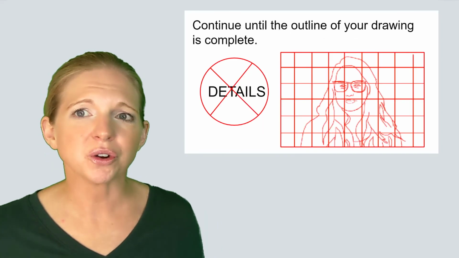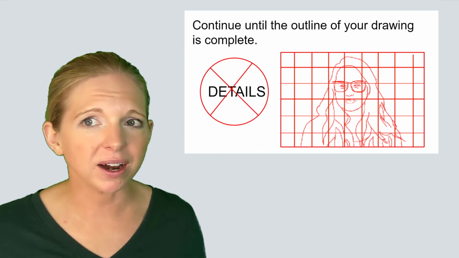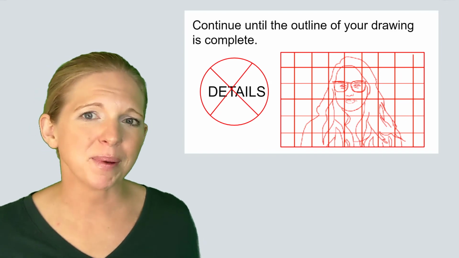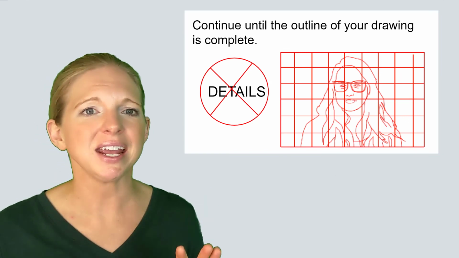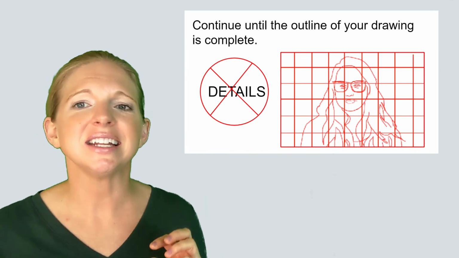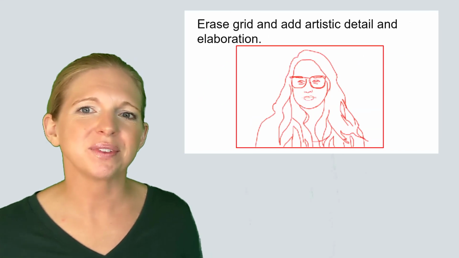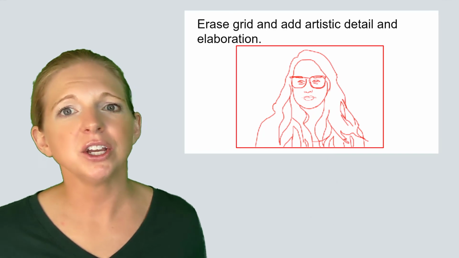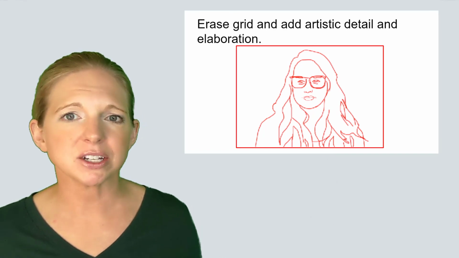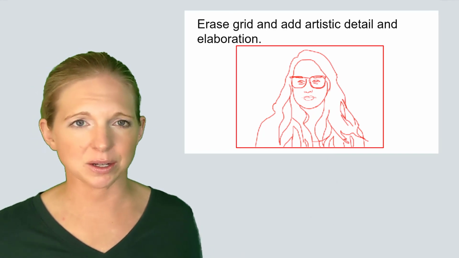Once the outline of your drawing is completed, square by square, it's time to erase the grid from the background. Make sure you do not add any pencil shading, paint, or detail elements until after we erase the grid. Now that you have your drawing outline, you can begin to add artistic elaborations. You can add drawing elements to the composition, or you can just begin adding details with your pencil or your paint.